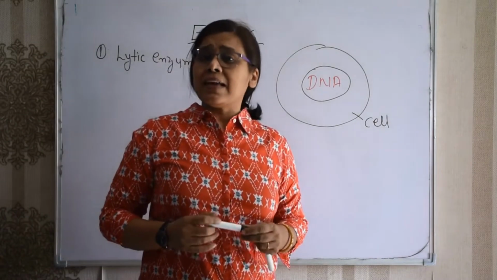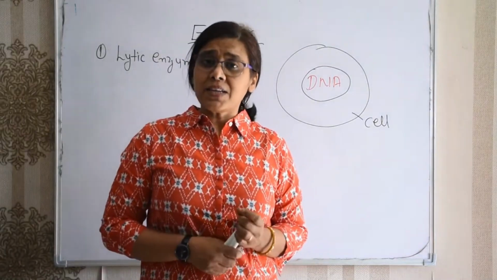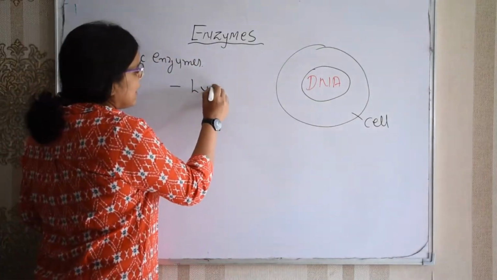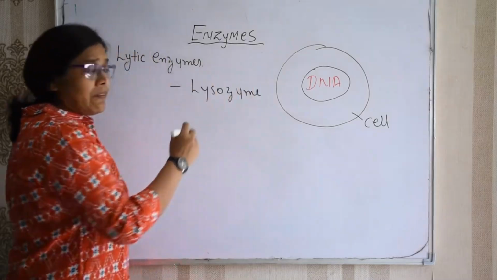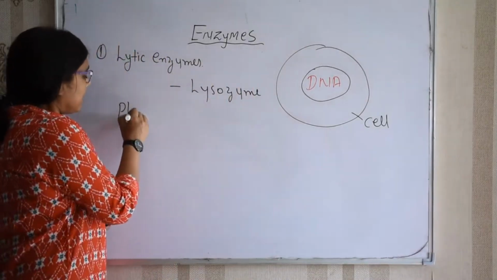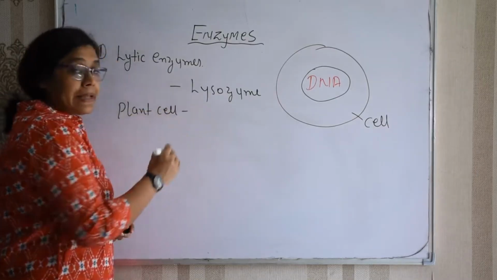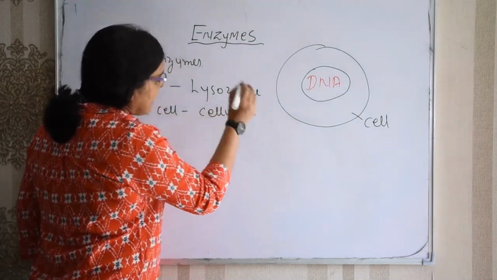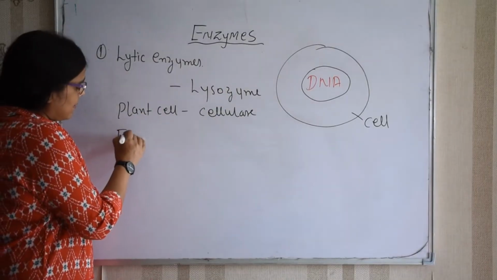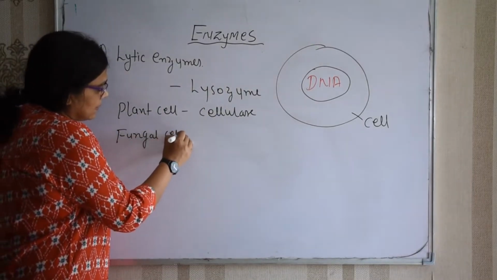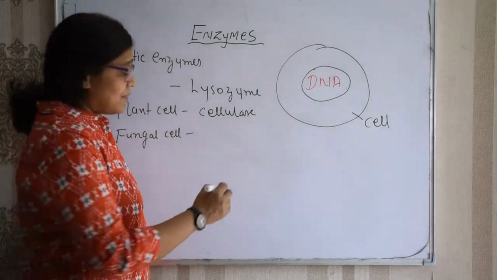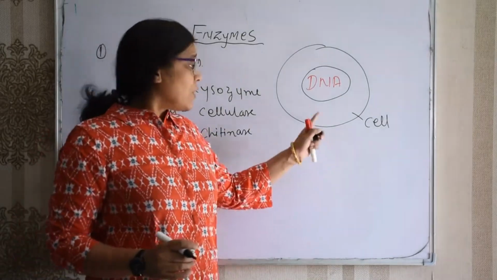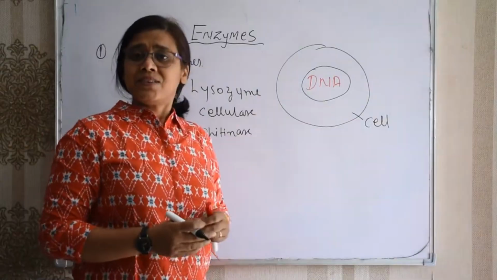If a bacterial cell is there and we want to obtain the bacterial genome, then the enzyme used is lysozyme. If it is a plant cell, then the enzyme used is cellulase. And if it is a fungal cell, the enzyme is chitinase. By using these enzymes, we open the cell and the DNA is obtained.